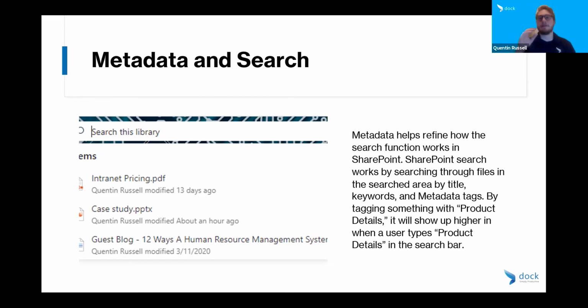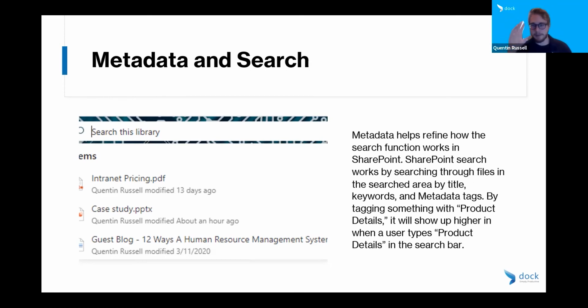So think about it like this: SharePoint Search works by searching through your indexed files. What that means is that periodically Microsoft will send a bot through your SharePoint files, and it will index your files and take a look at a couple of key pieces of information. It'll take a look at the title. It'll take a look at any keywords in there, so repetitive phrases and concepts that show up over and over again.